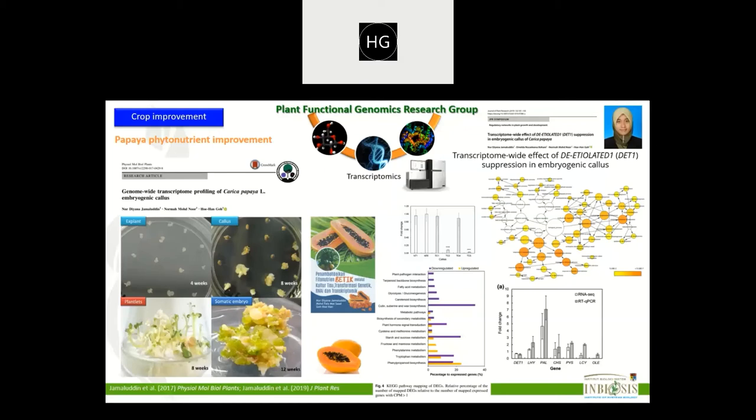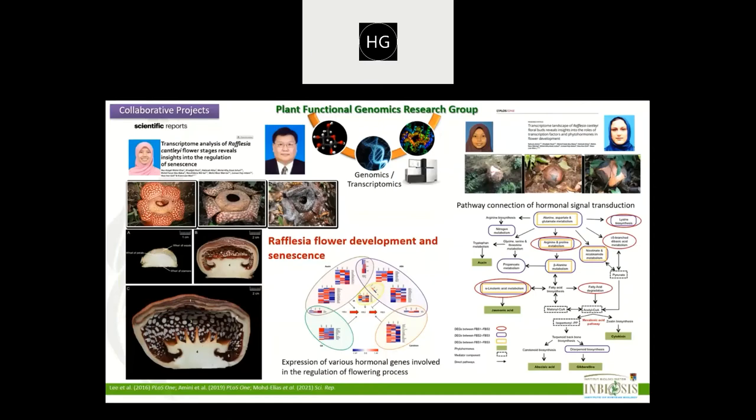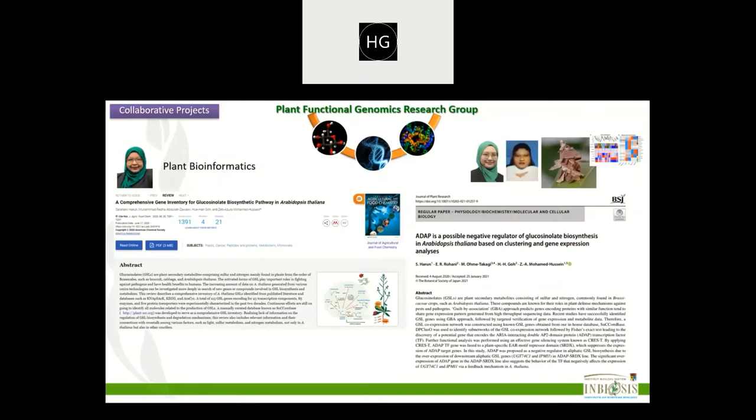We have collaborative work with Prof. Zamri and a PhD student on drought or salt resistant rice with tissue culture. Work with Prof. Wan Julian on Rafflesia flower development and senescence. Work with Dr. Ng Chan Leong on Pratom, and also Dr. Li Chai Ting from Forest Research Institute on the temperature effect on Ketum plant. In bioinformatics, with the director of INBIOSIS, Prof. Jetty, on the glucosinolate biosynthesis pathway, and currently with Dr. Sani on the Metisa plana co-expression analysis gene network.